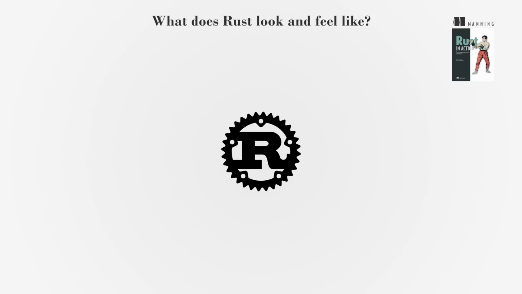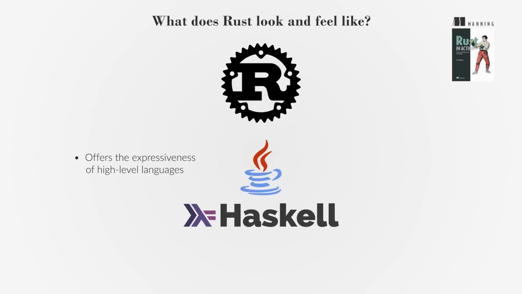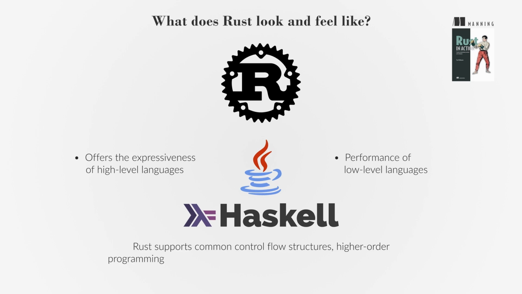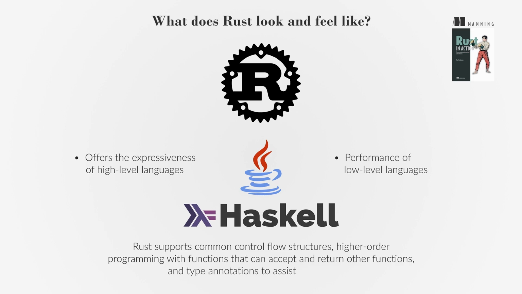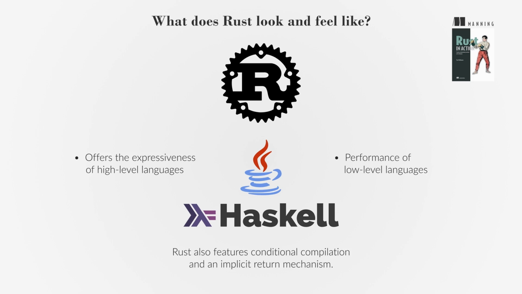Rust is a programming language that offers the expressiveness of high-level languages like Haskell and Java, along with the performance of low-level languages. Rust supports common control flow structures, higher-order programming, with functions that can accept and return other functions, and type annotations to assist the compiler. Rust also features conditional compilation and an implicit return mechanism.